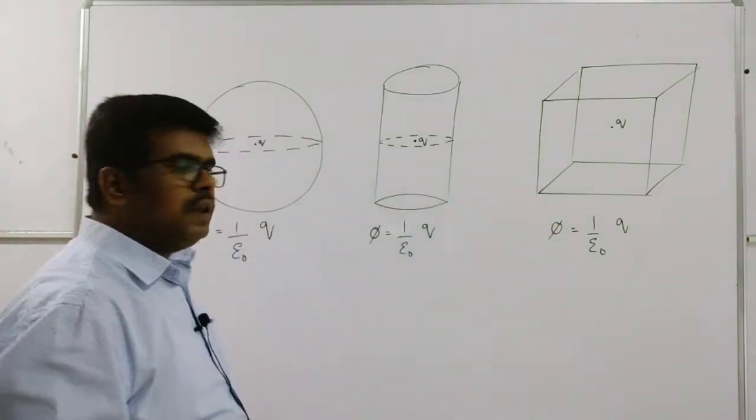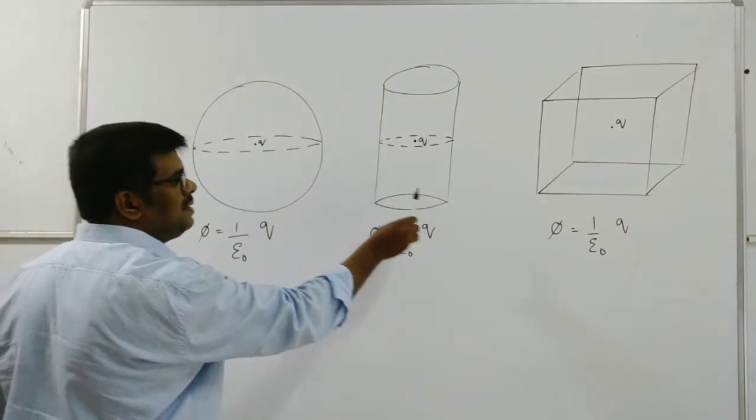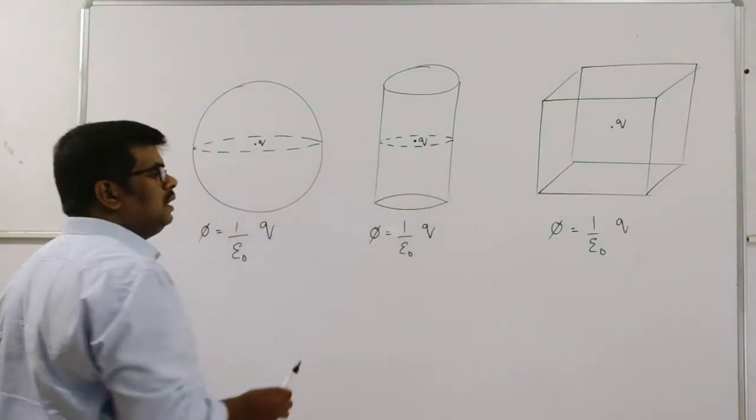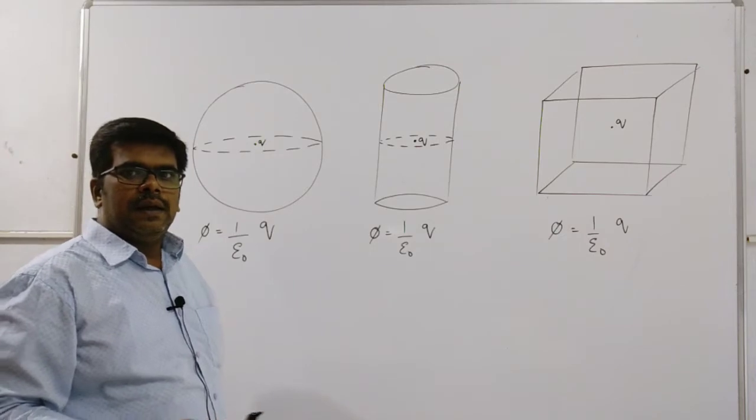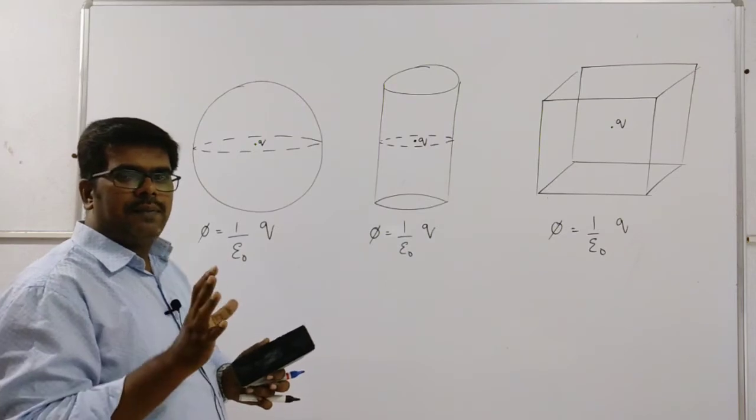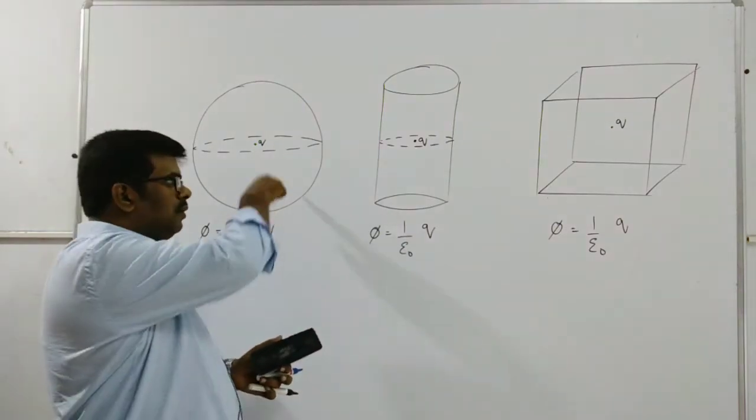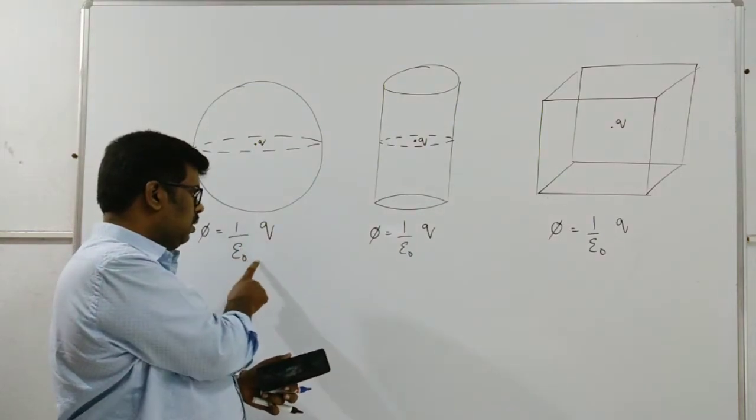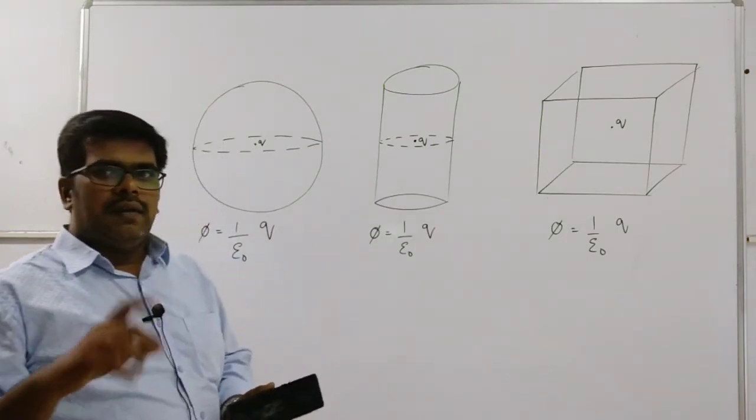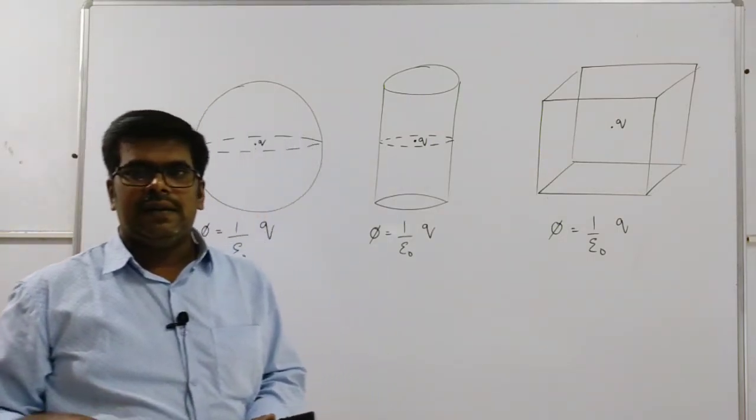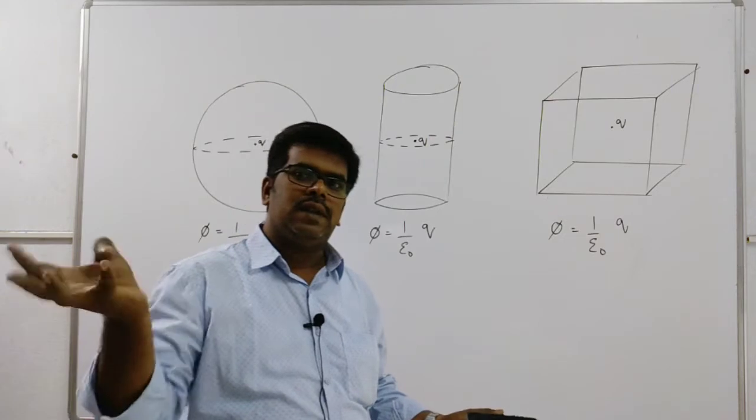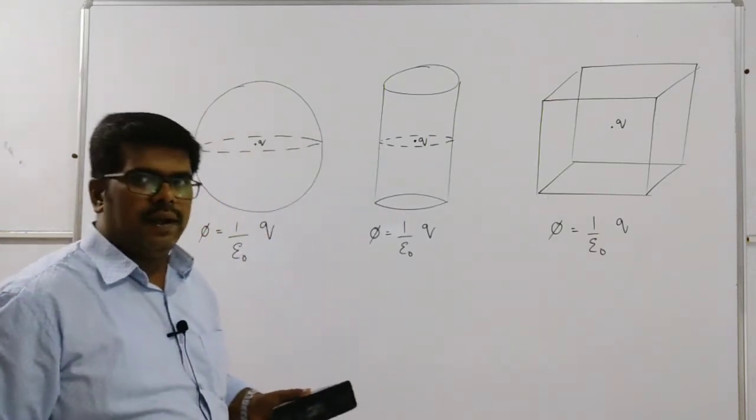So you observe here, this is spherical in shape, this is cylindrical in shape, this is cubical in shape. In all these cases, the charge enclosed is the same. That's why the amount of flux emanating from these closed surfaces, irrespective of shape, remains the same, that is 1 by epsilon naught times the net charge enclosed by it. Whether it is spherical, cylindrical or cubical, whatever shape it is, the flux through that body depends only on how much charge is enclosed by that closed surface.